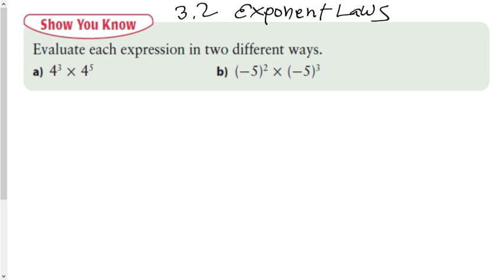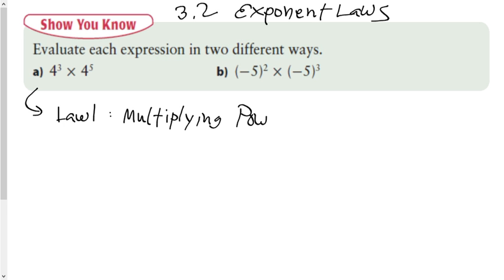So we actually have 5 different rules we're going to learn here, 5 different laws, Andrew. And the first one, if you want to put it in your notes, you can call it Rule 1 or Law 1: multiplying powers with same base. Okay? So Law 1 or Rule 1 or whatever you want to call it has to do with multiplying powers that have the same base.